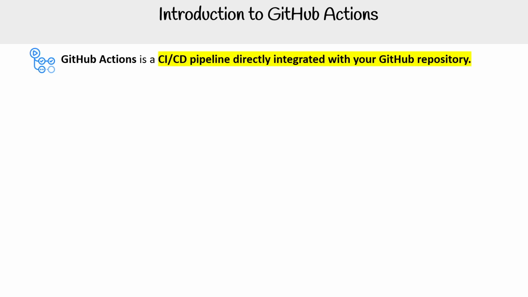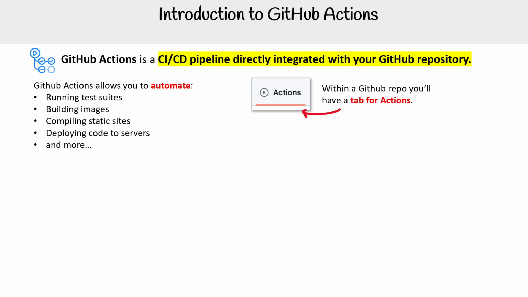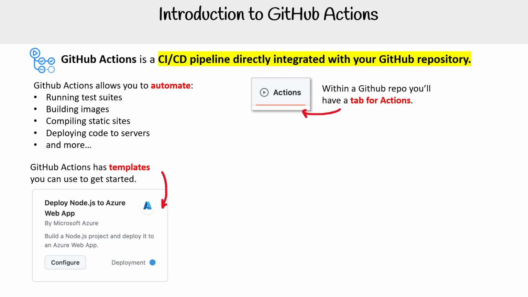So, GitHub Actions is a CI/CD pipeline directly integrated with your GitHub repository. GitHub Actions allow you to automate running test suites, building images, compiling static sites, deploying to code servers, and whatever you can think of, because it's just compute that is automated. Whatever you want to do with it, you're going to find all the workflows that you run under the GitHub Actions tab. GitHub Actions has templates which you can use to get started.